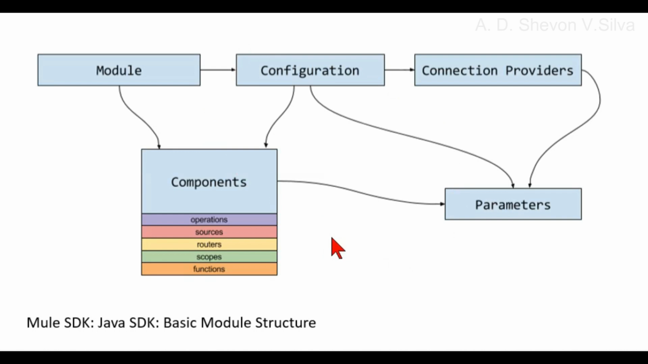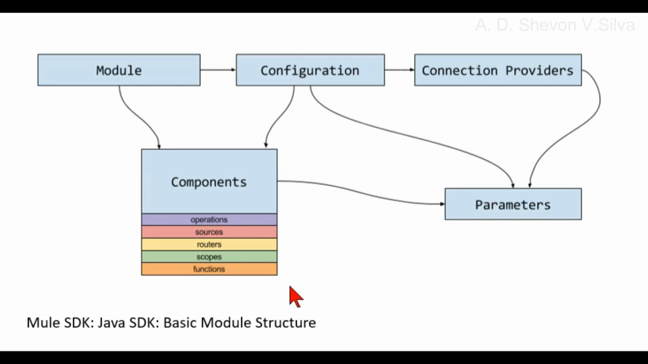At the high level, the elements are components, then operations, sources, functions, routers, scopes on the components, and the connection providers, configurations, and parameters. Components are the key to the functionality of a module. Given a set of parameters, they can be executed to produce and alter messages in the flow.